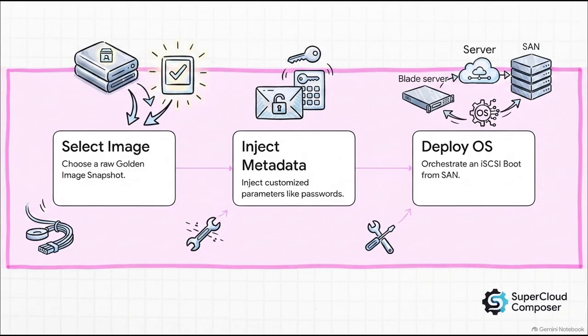It's a clean process. First, you grab a raw golden image snapshot from your storage pool. Second, you inject your vital metadata right into it, like your complex root password. Third, SCC deploys the image by orchestrating an iSCSI boot from SAN over the network.